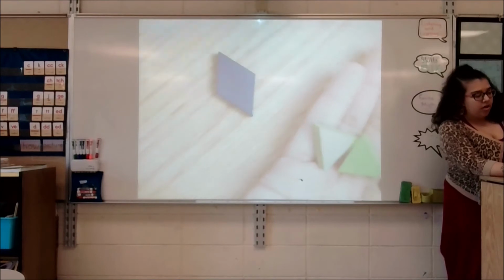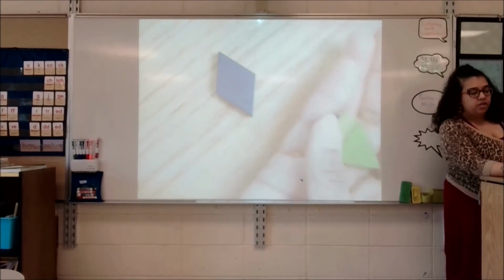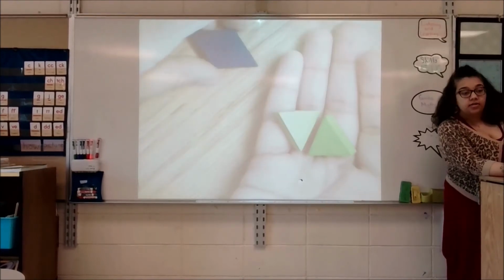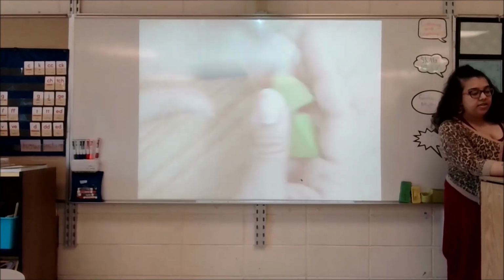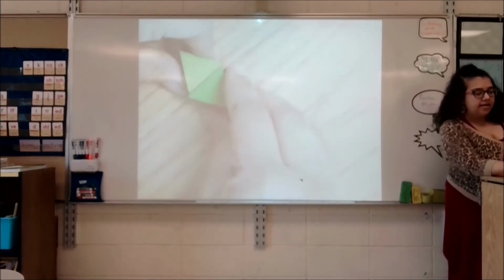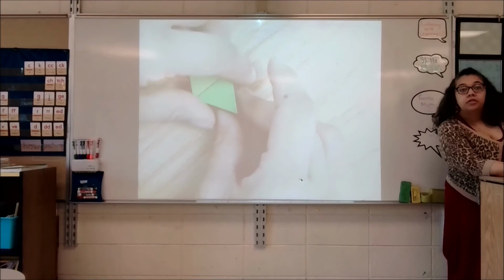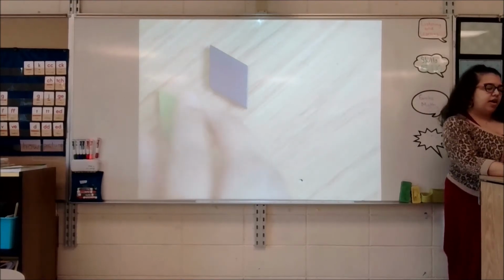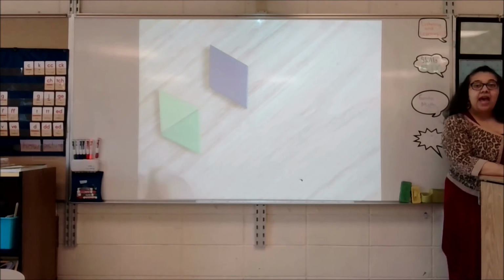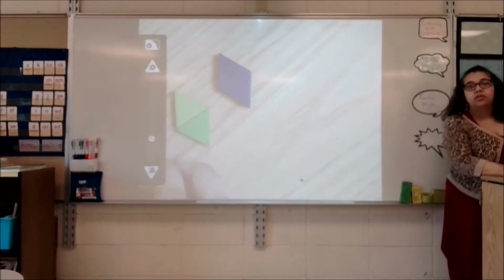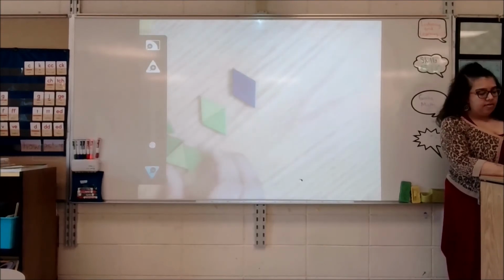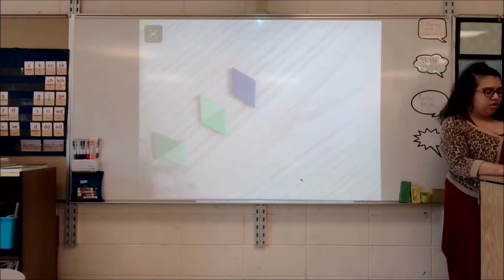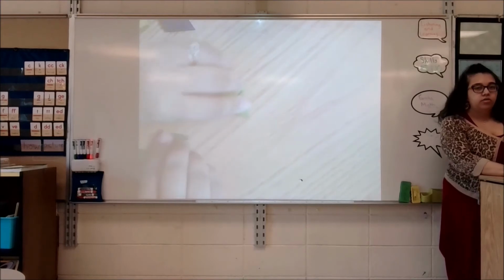So 2 triangles are equivalent to 1 rhombus, correct? These 2 triangles take up the same amount of space as 1 rhombus. So, wait a minute. If 2 triangles make 1 rhombus and 6 triangles make 1 hexagon, so we have my 6 triangles, right?